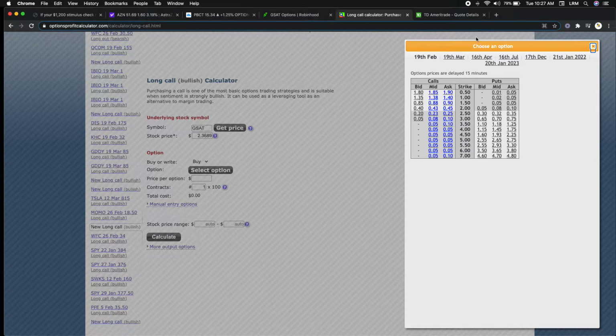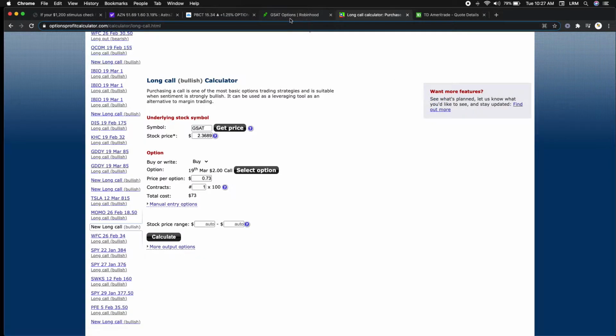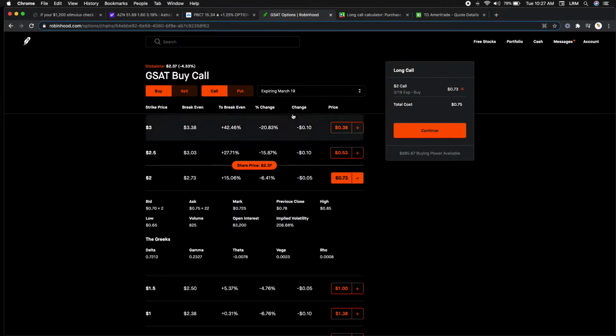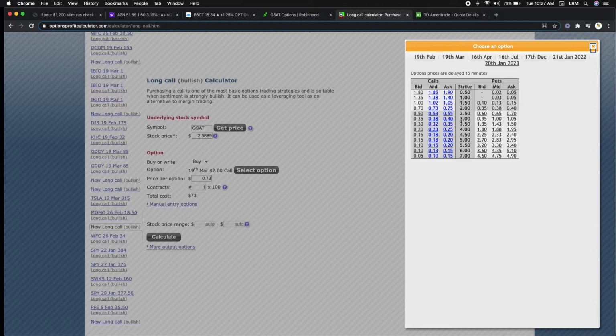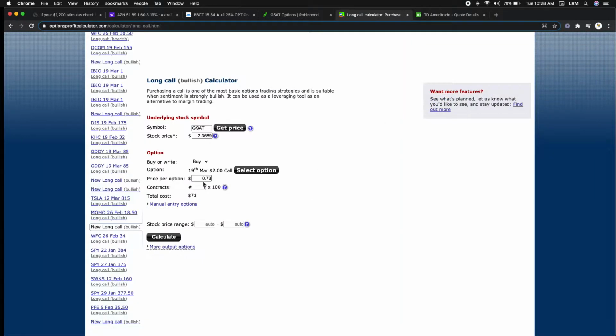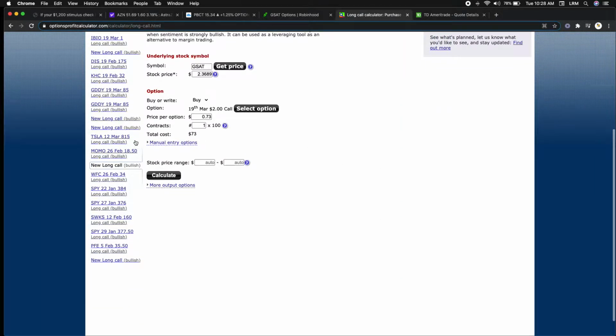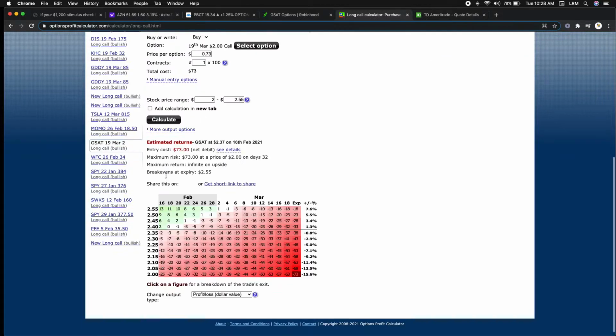Select option. Remember we had a March 19th expiration date and we paid 73 cents. So just to verify that, go down here: 73 cents, March 19th, $2 strike price. So boom, we got $2 strike price, expiration March 19th, 73 cents. We selected that one. We got one contract in here. Then we're going to calculate. Click calculate.